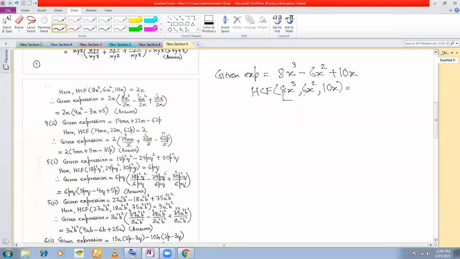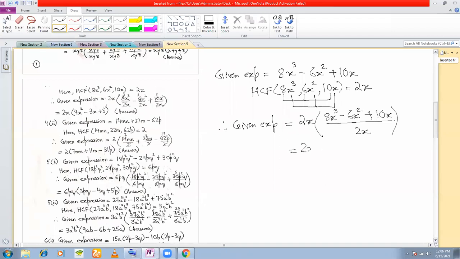What is the HCF of 8, 6, and 10? The HCF of 8, 6, and 10 is clearly 2. What is the HCF of x cube, x square, and x? You take the lowest power, which is x. So the HCF is 2x. So therefore, now when you're taking out the HCF from the given expression, you will have to divide the entire expression by 2x. 8x cube minus 6x square plus 10x whole divided by 2x.